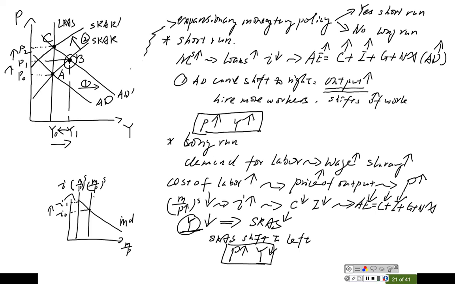That's the reason economists say money is neutral, or we say monetary neutrality. In the long run, we can use the aggregate demand and aggregate supply model to explain monetary neutrality. So here is our model.